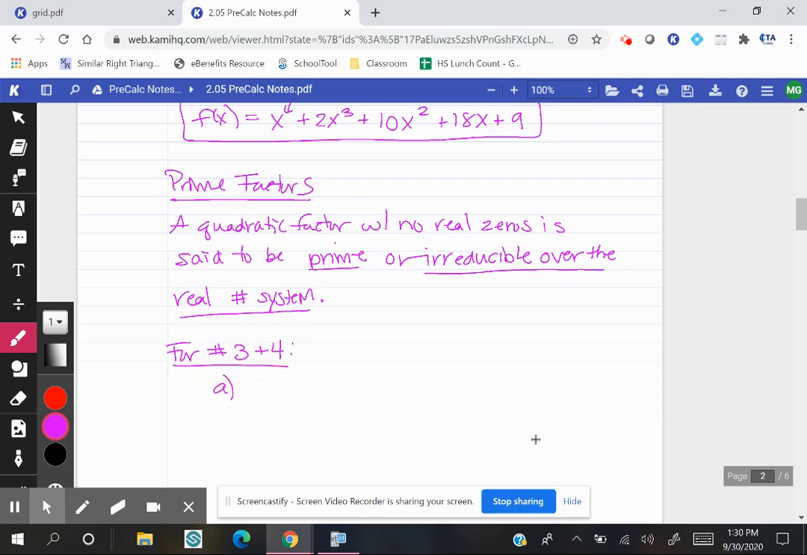I want you to write the factors as a product of factors irreducible over the rational numbers. So they have to be all rational, no irrational. Then you're going to do it as a product of linear factors that's irreducible over the reals.